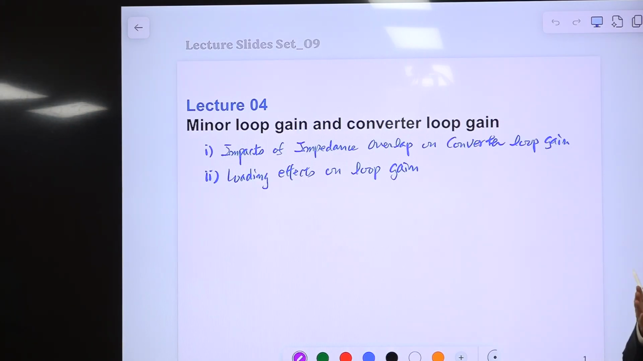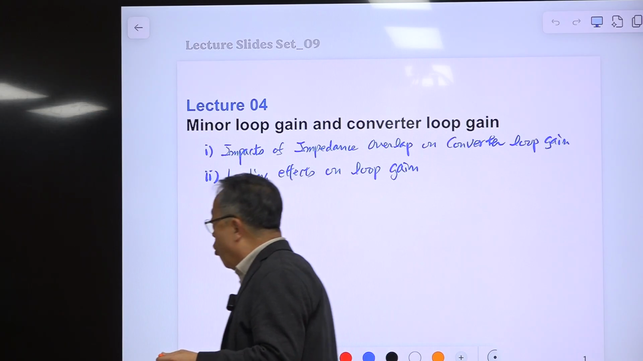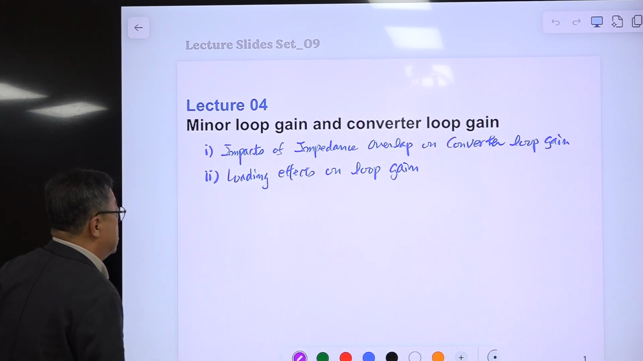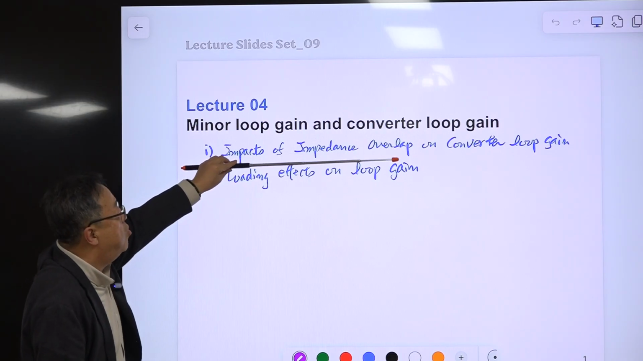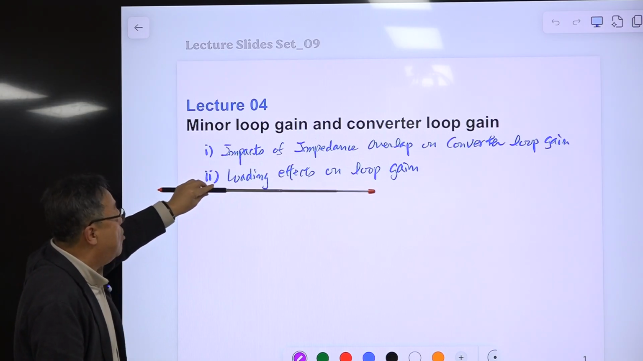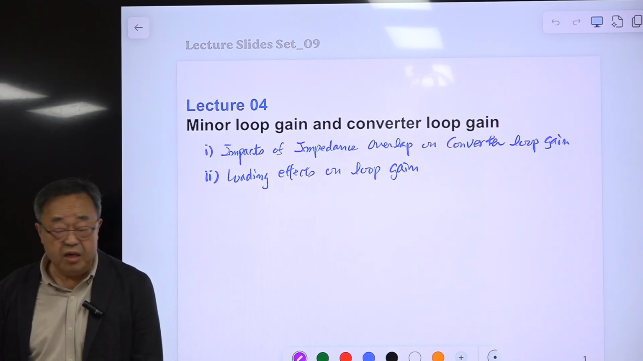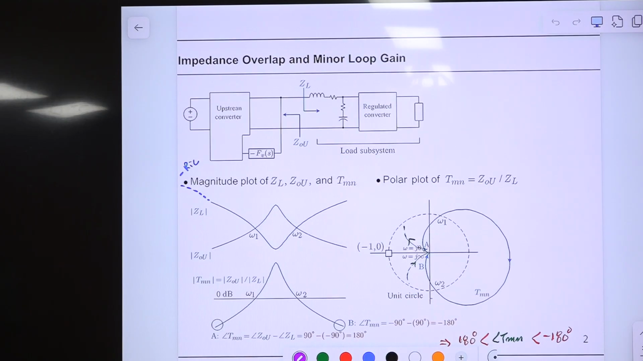So what kind of change will occur? What is the relationship between minor loop gain and the converter loop gain? Or in another word, what is the loading effect? This is a loading, impedance overlap or minor loop gain is loading effect on loop gain. Okay, this is a very important topic and very interesting topic.